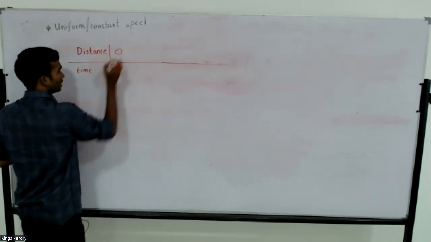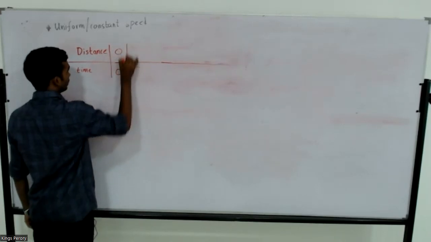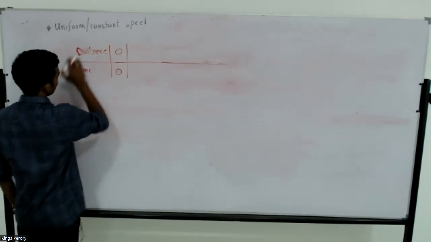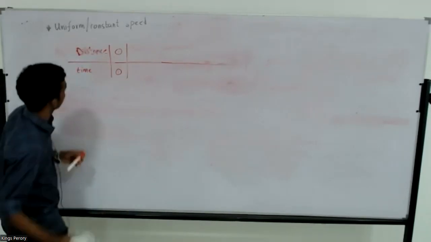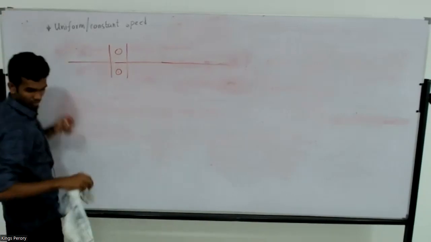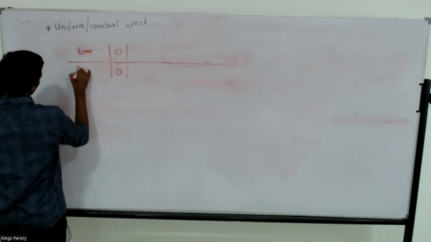Initially, it is at 0 distance. My stopwatch is showing me 0. Now the stopwatch starts running. I'll write speed on top, distance on bottom. Sorry, yeah, time on top, distance on bottom. Time on top, distance on bottom.